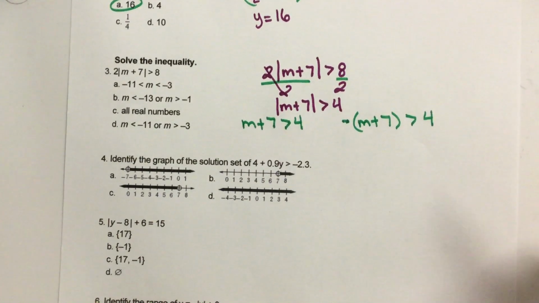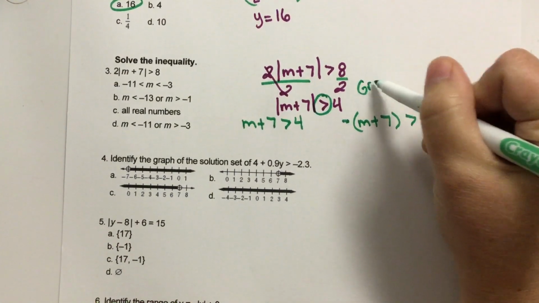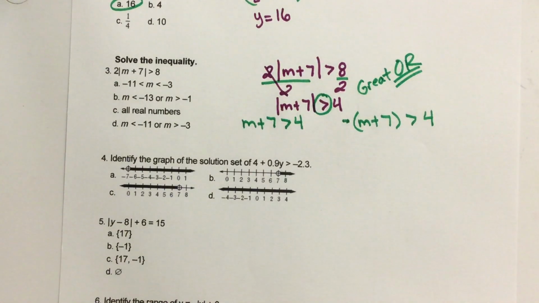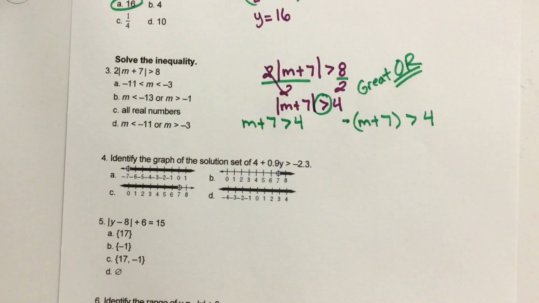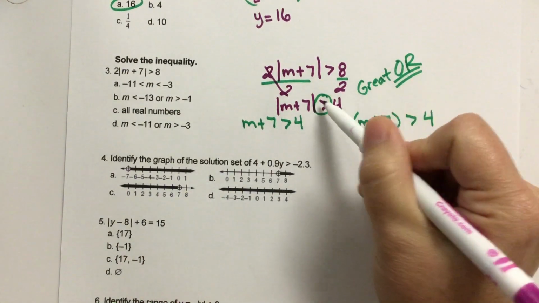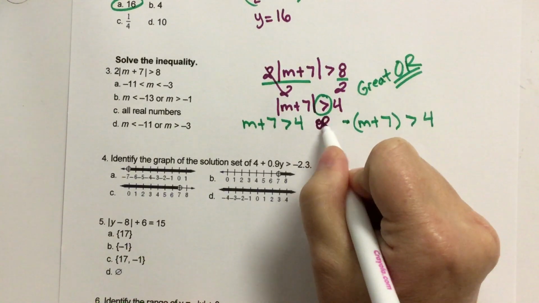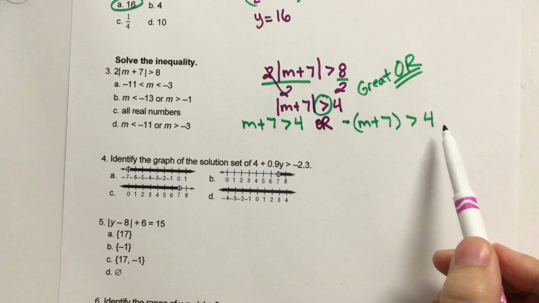But I do need to know if this is an and or an or problem. So this is a greater sign, so great or, little memory device there. If it was less than, it'd be an and problem. But if it's a greater than sign, it's great or. So this is an or problem. Okay, so I'm going to work the left equation, and then I'm going to work the right.